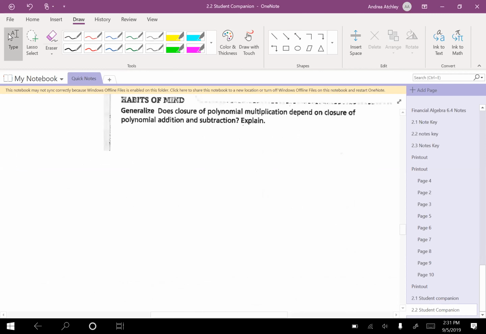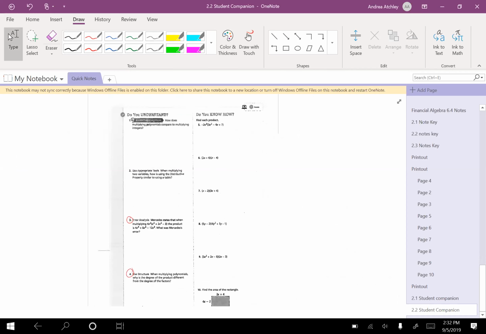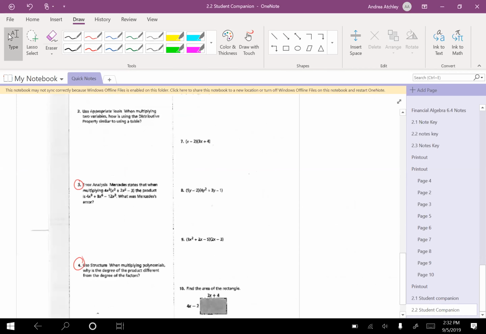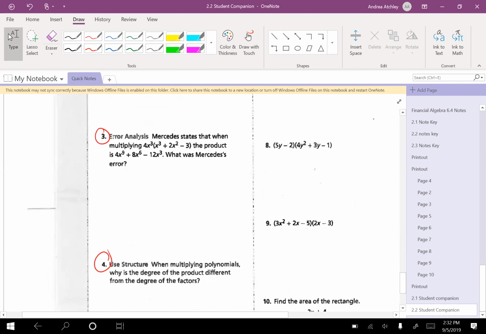Okay, so we're on this page. Do you understand? Okay, I want you guys to answer numbers 3 and 4. Mercedes states that when multiplying that monomial times the trinomial, the product is this. What is Mercedes' error? And when multiplying polynomials, why is the degree of the product different from the degree of the factors?